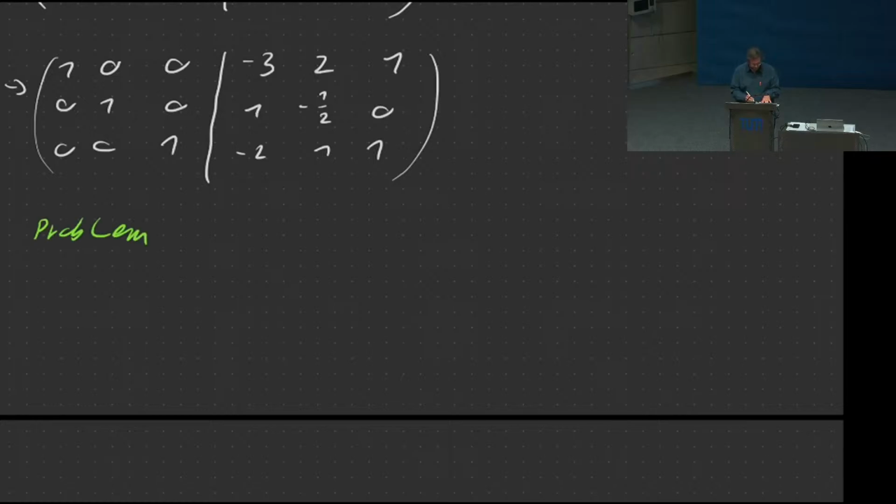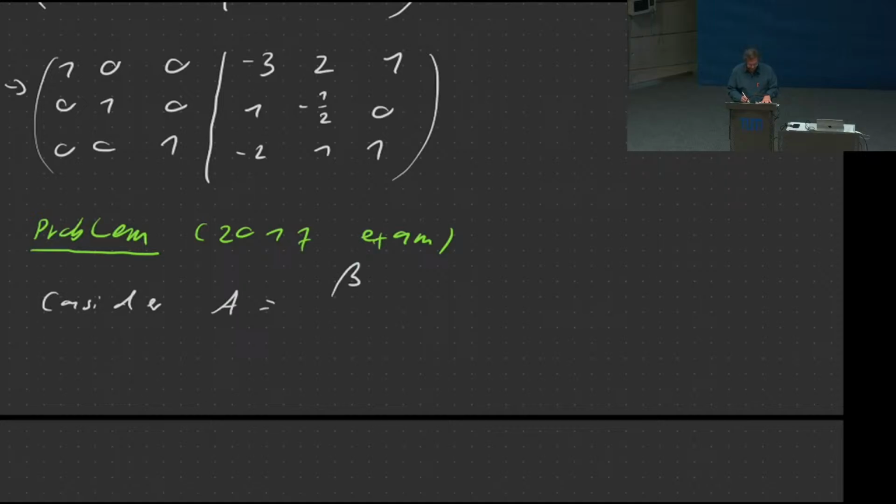So again, that's a problem from an exam. This one was a 2017 exam, to be precise. And the question was, consider the matrix A given as, and now this matrix has two parameters. One is called beta, 3, 0, that's the first row. The other is called alpha. So here we have -alpha, alpha, 2. And here's the last row, 2, 4, -1.